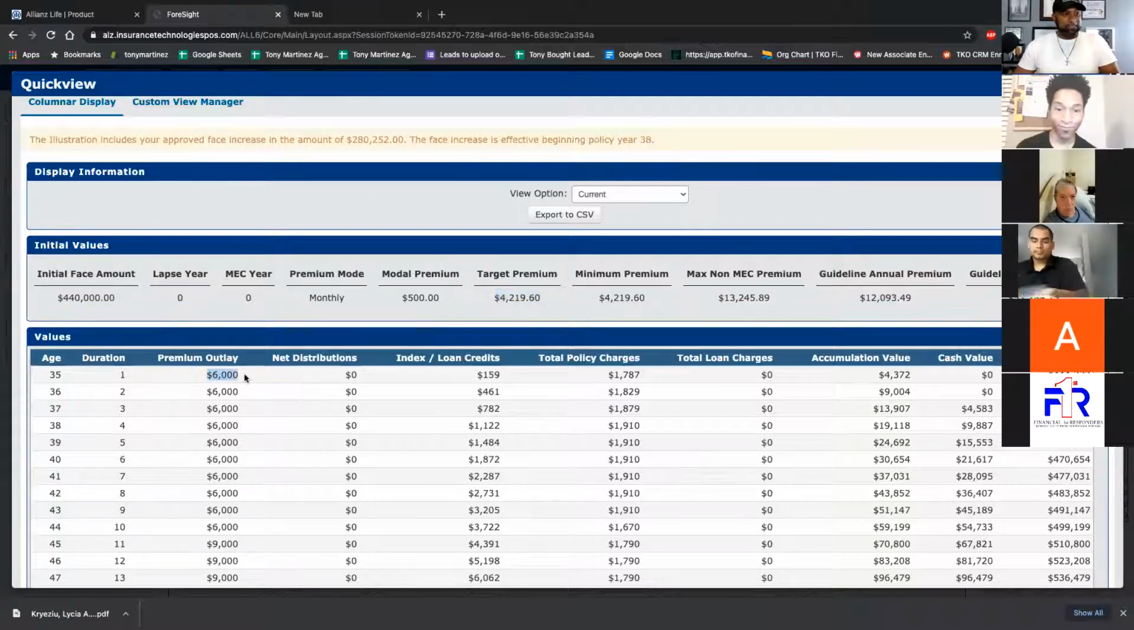The client's putting in what? $6,000 a year, which is $500 a month. This is overfunded by 30%. What do we as agents get paid on? We get paid on the target.